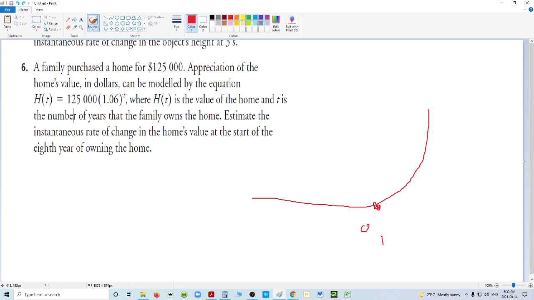1.06 to the 0 will become 1. 1 times 125,000. 125,000. So at 0, it'll be the point 0, comma 125,000. What will it be when t is 1? When t is 1, 1.06 to the power of 1 times 125,000.